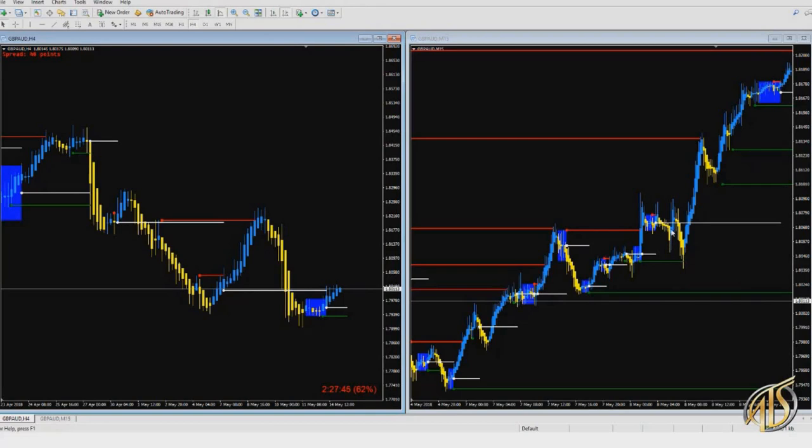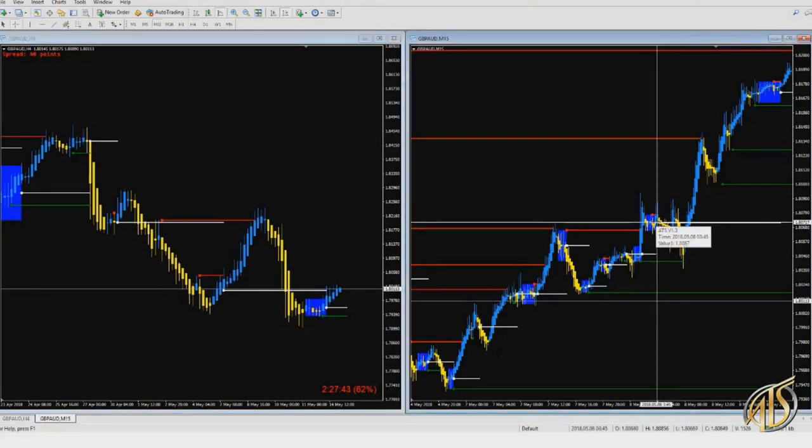The reason why this works is because these white lines, which are one of the key components to this software, are the belief tilting line.